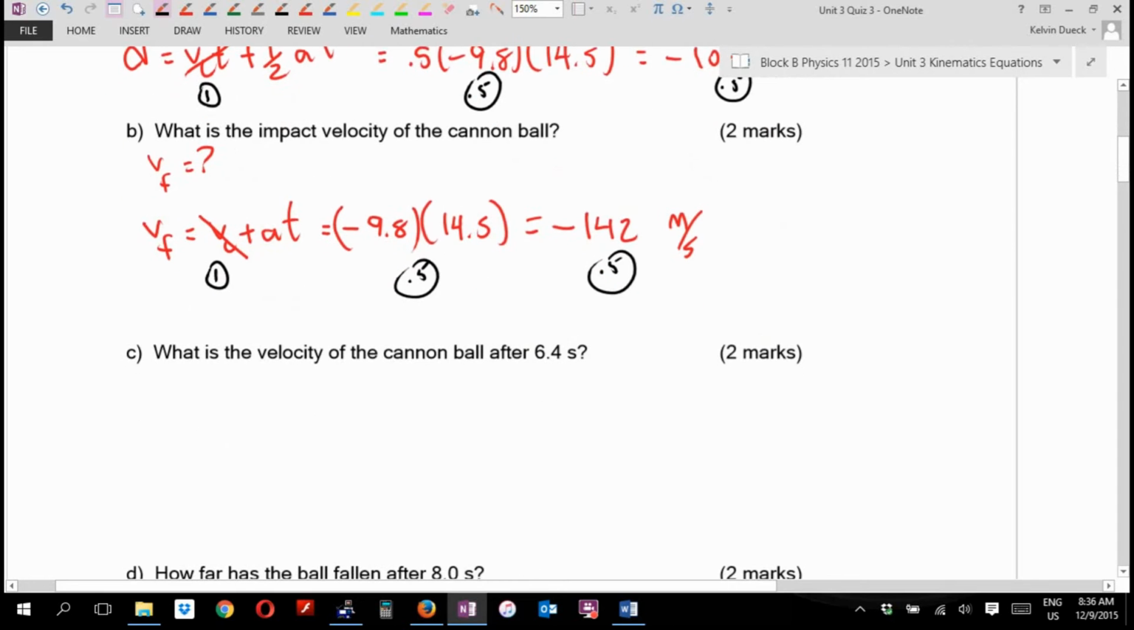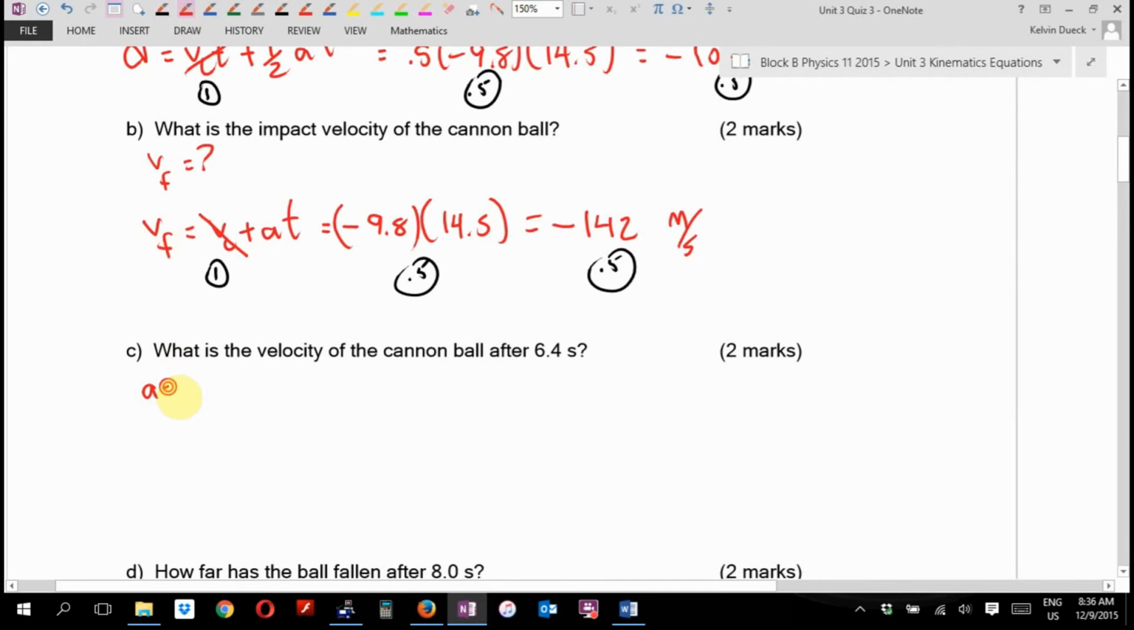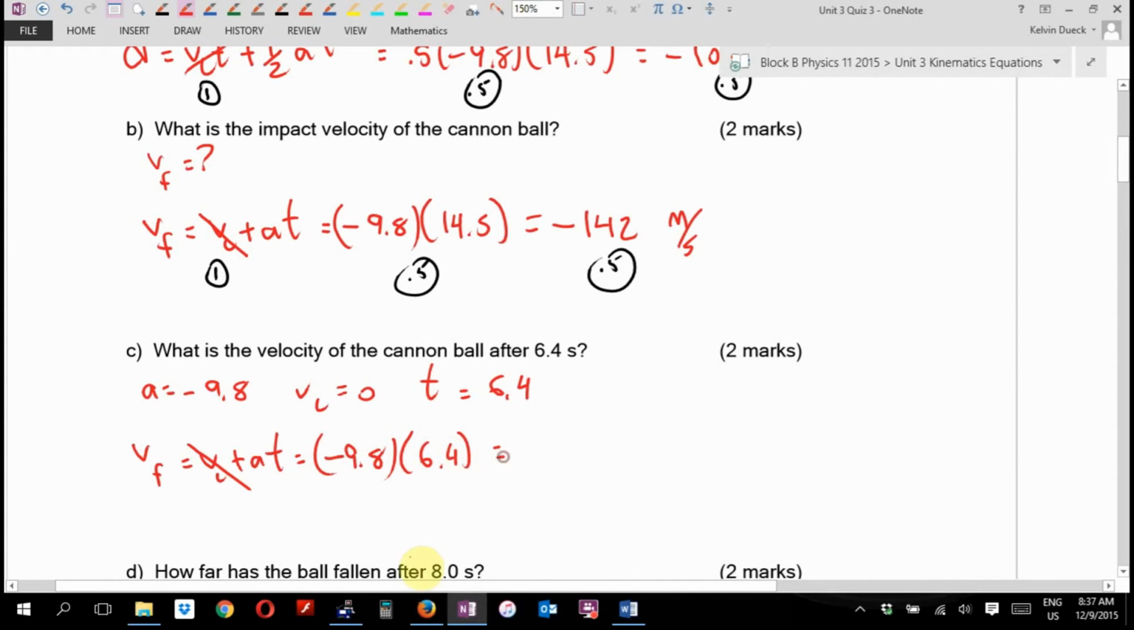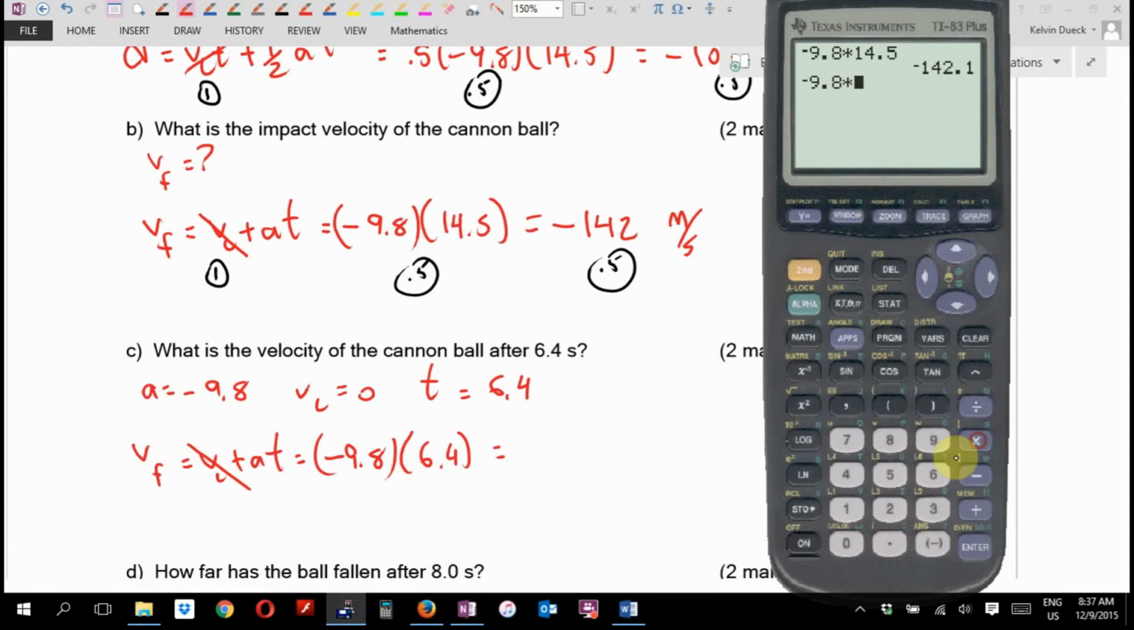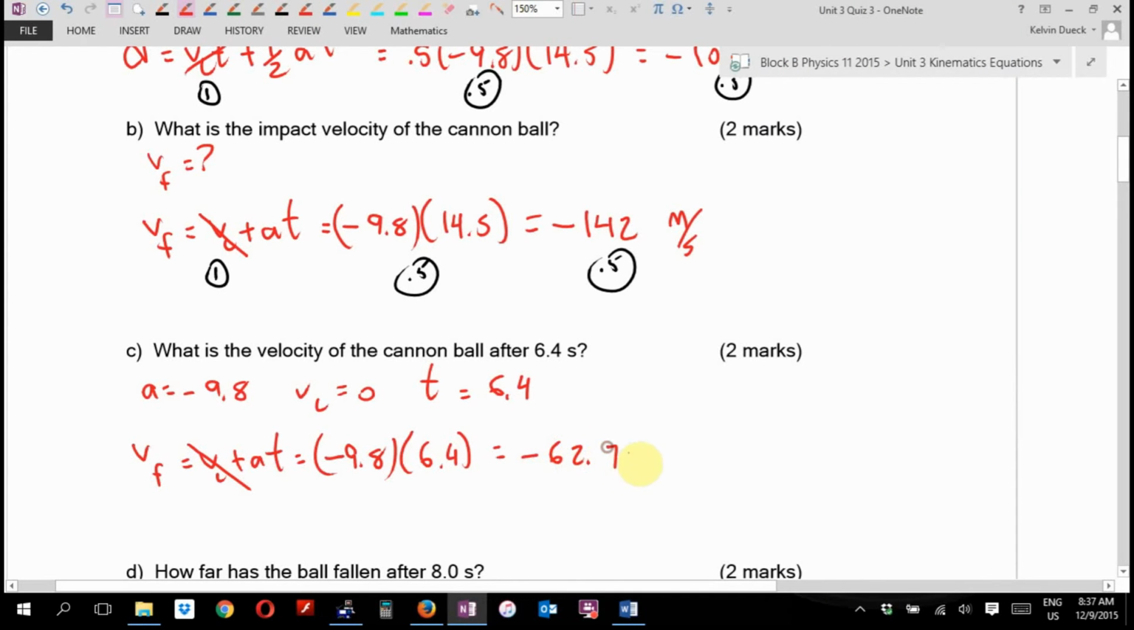What is the velocity after 6.4? I think A is still negative 9.8. VI is still 0. But this time, they've changed my time value to 6.4. So it's going to be the same equation, VF equals VI plus AT. Don't need the VI. It's going to be negative 9.8 times 6.4. Negative 62.7. Yep. Same deal: 1 mark, half mark, half mark.